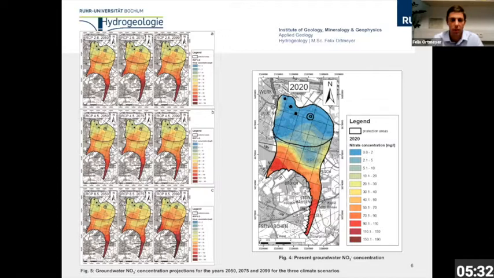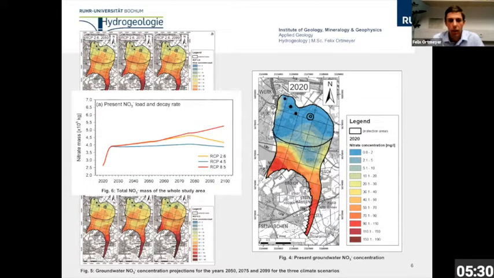On the next figure is the total nitrate mass of the whole study area. You can see, for example, 8.5 is increasing by nearly 90%. 2.6 is first increasing and then decreasing, like the water balances. And 4.5 shows the best way, but is increasing by 50% too. Next slide, please.